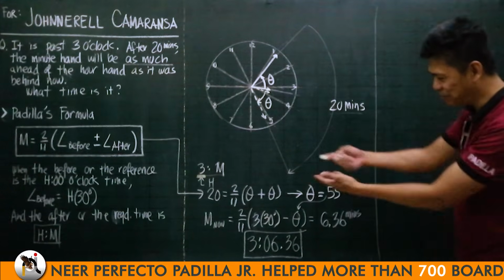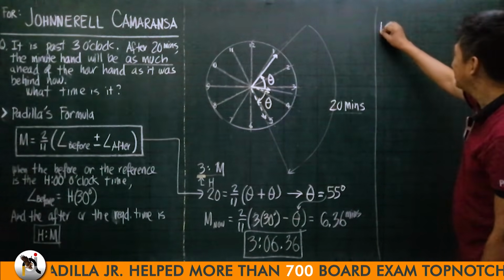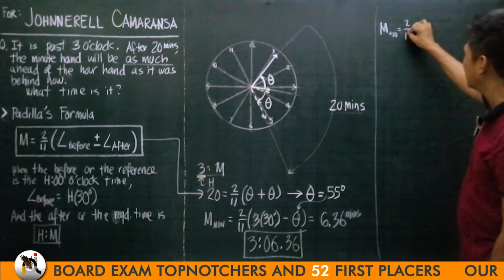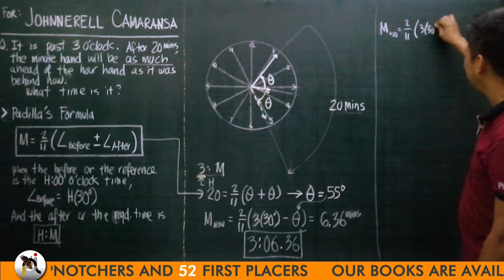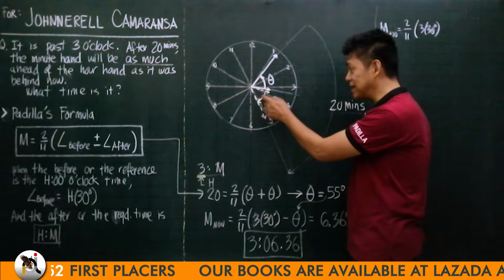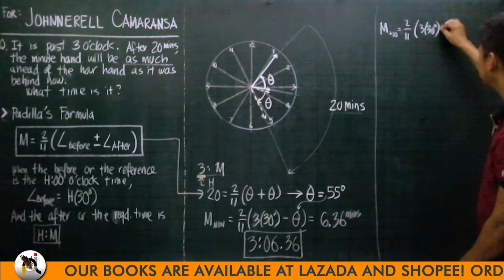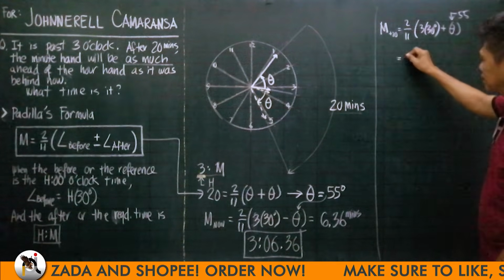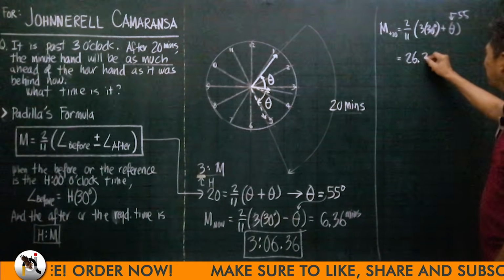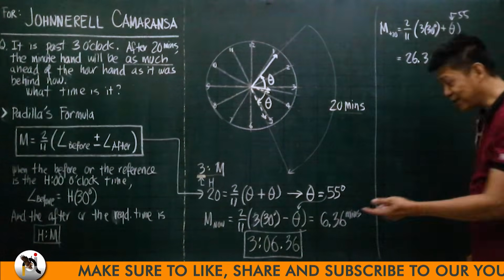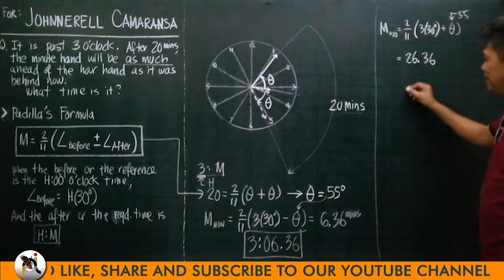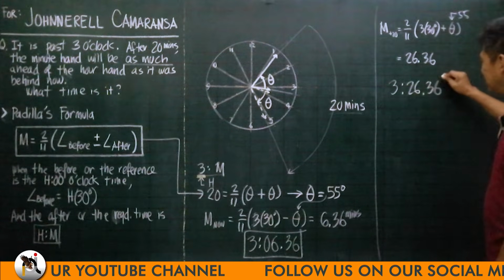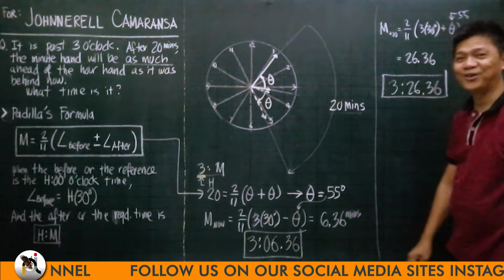Anyway, let me use Padilla's formula again. M after 20 minutes is 2/11 times 3 times 30. This time, the minute hand is ahead of the hour hand, so this must be plus theta. Theta is 55. You compute this. This is going to be 26.36. So the time is 3:26.36. You follow? You get it?